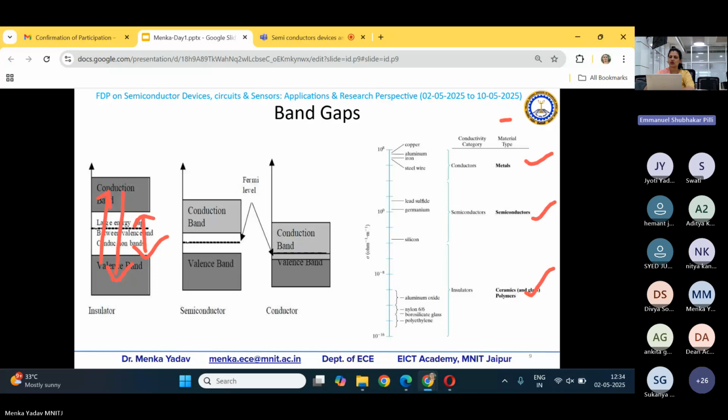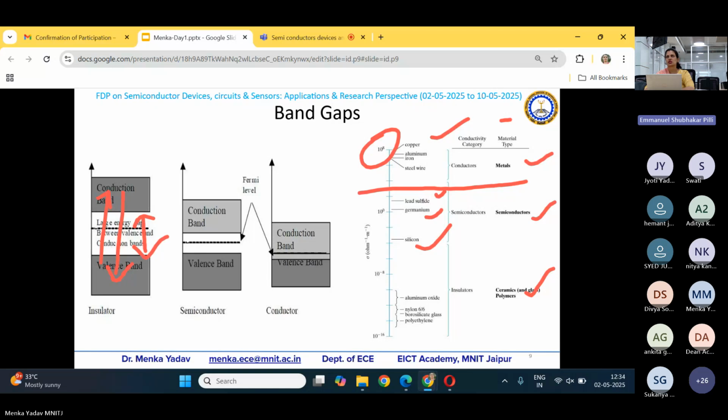You can see for conductors, we have copper, aluminum, iron, steel wire, etc. The conductivity is approximately 10⁸ per ohm per meter. While for semiconductors, it is around 10⁰ per ohm per meter: lead sulfide, germanium, silicon, etc. So lead sulfide is actually a compound category of semiconductor.